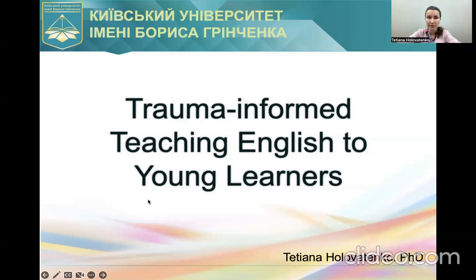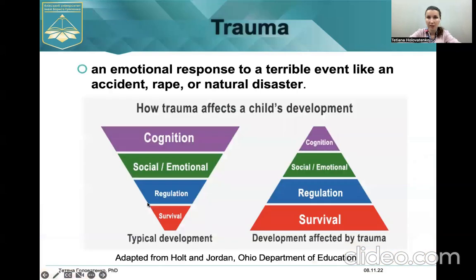So first, let's define what a trauma is. According to the research, trauma is an emotional response to a terrible event like an accident, rape, natural disaster, war, etc. And research has shown that trauma affects children quite a lot. Immediately after the event, there is shock, denial, and these are typical responses. The longer-term reactions include unpredictable emotions, some flashbacks, strained relationships, and even physical symptoms like headaches or nausea.